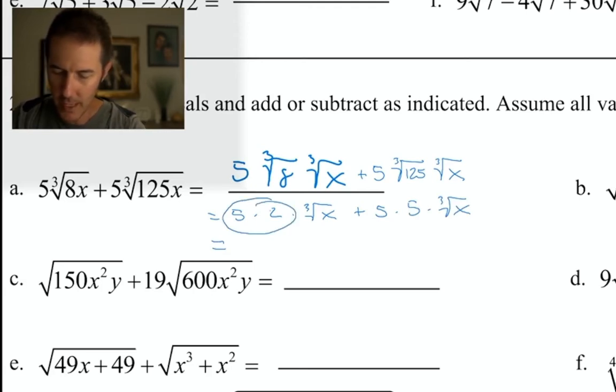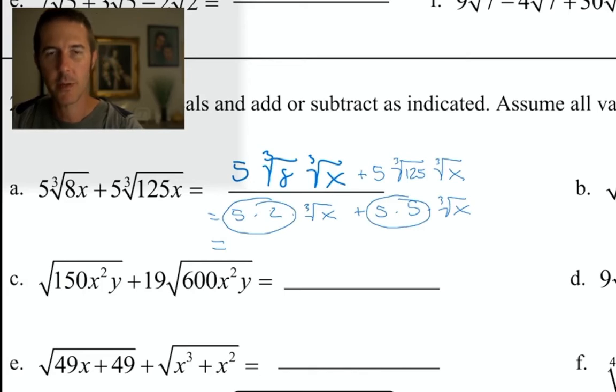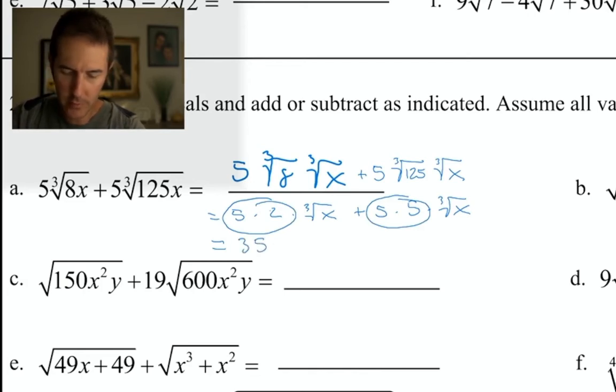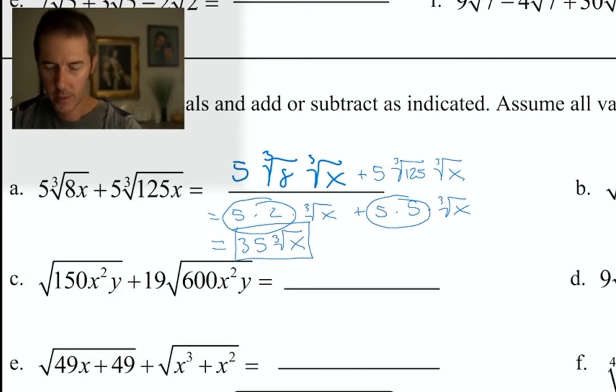5 times 2 is 10. 5 times 5 is 25. 10 plus 25 is 35. 35 what? 35 cube roots of x. And there's your final answer. So it's that kind of a strategy. That's a really good example because the numbers are pretty manageable. The cube root of 8, the cube root of 125. That's the kind of simplification that you need to be doing.